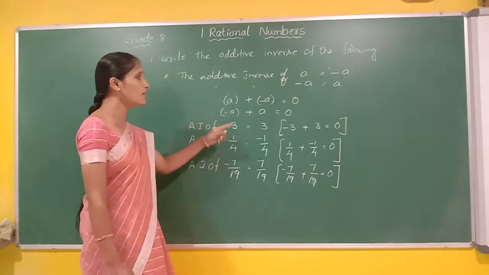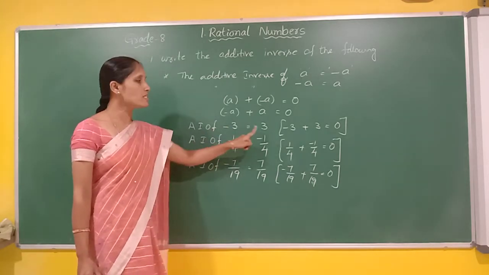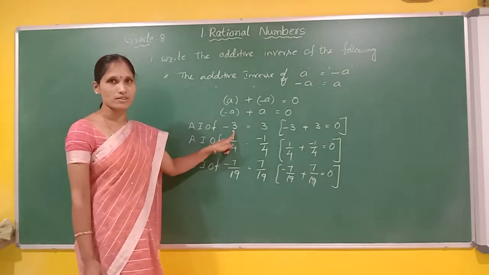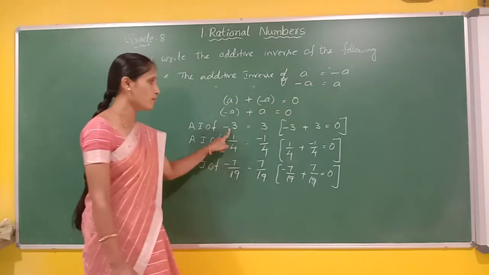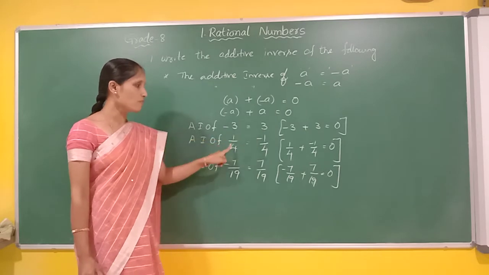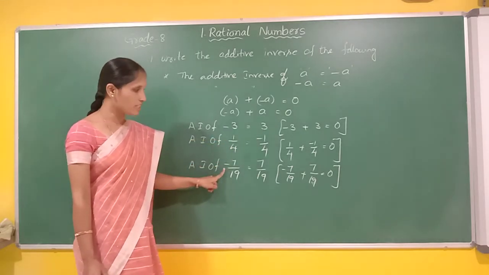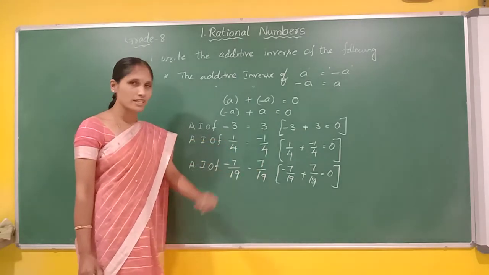That's why to get the additive inverse of a given number, we change the sign of the given number. For A, it is minus A. For minus A, it is plus A. For minus 3, this is plus 3. For minus 7 by 19, that is plus 7 by 19.